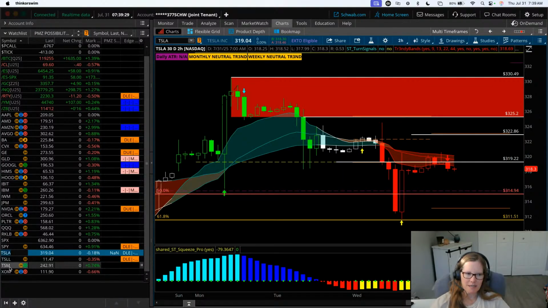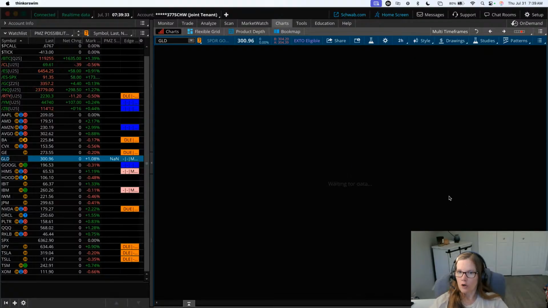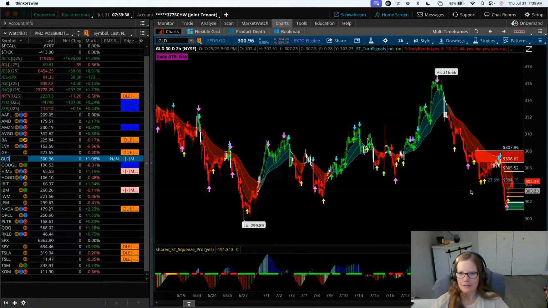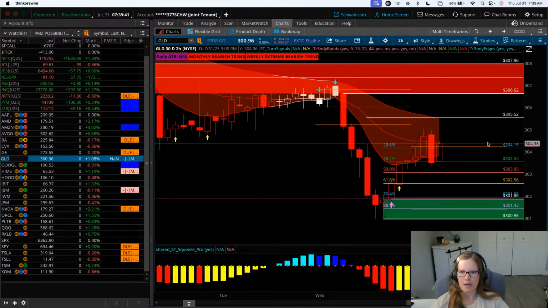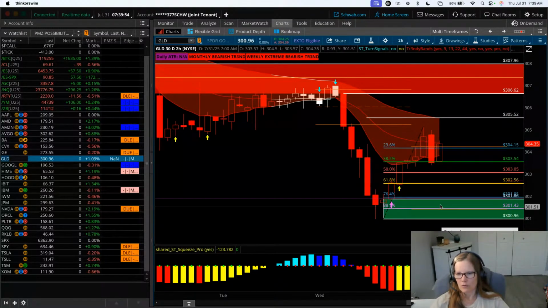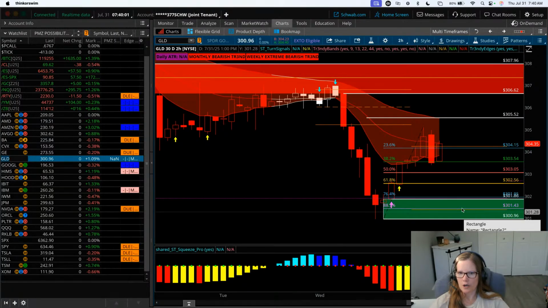We've already looked at TSM. Now I'm going to check out gold. I told you for gold, if I'm watching it for a day trade today, it could also be setting up for a swing trade. Right now it's up quite a bit, about $3.50. But in the event we get a sell off back down to 301, 302, that's definitely a place that I would look to potentially swing trade from.